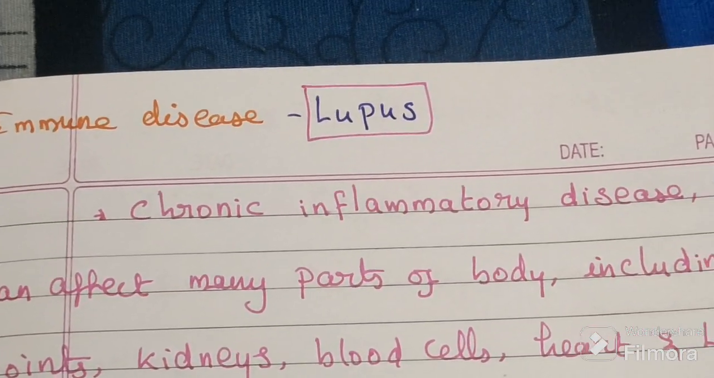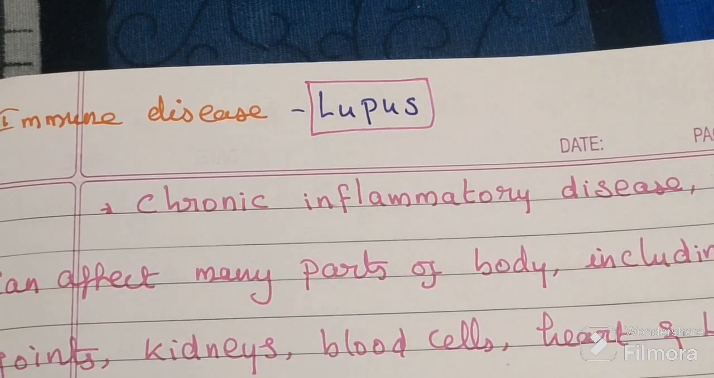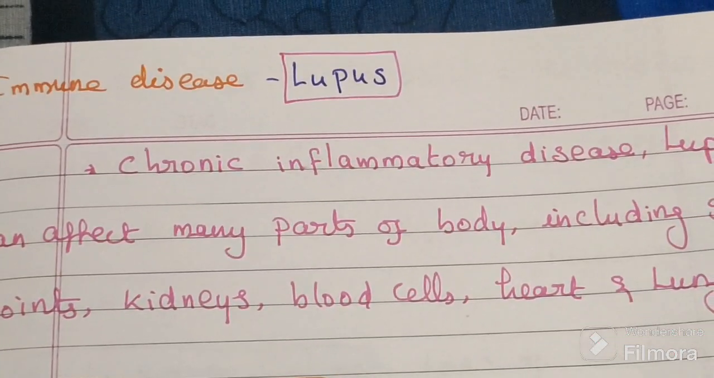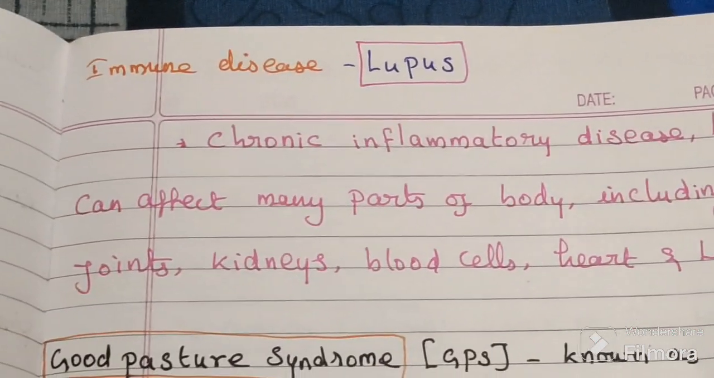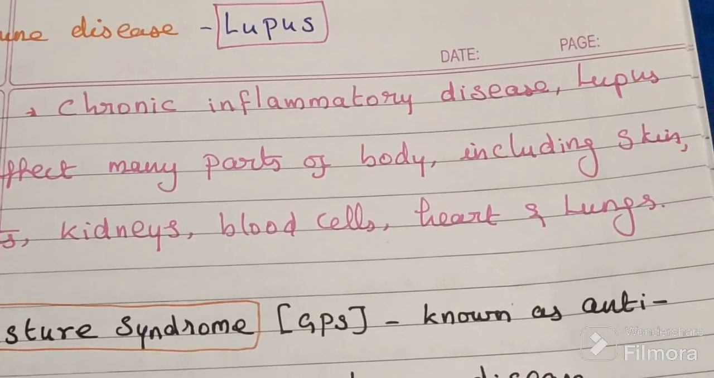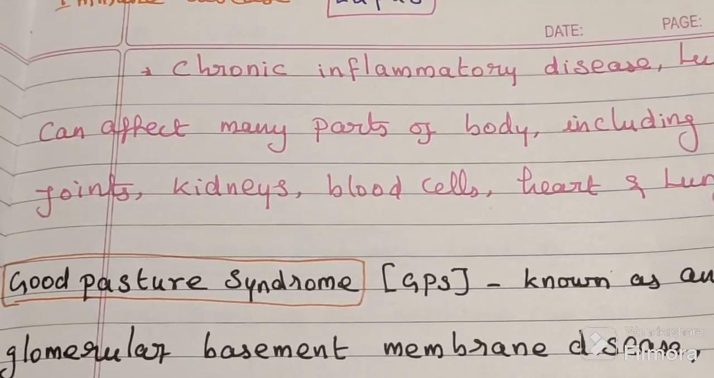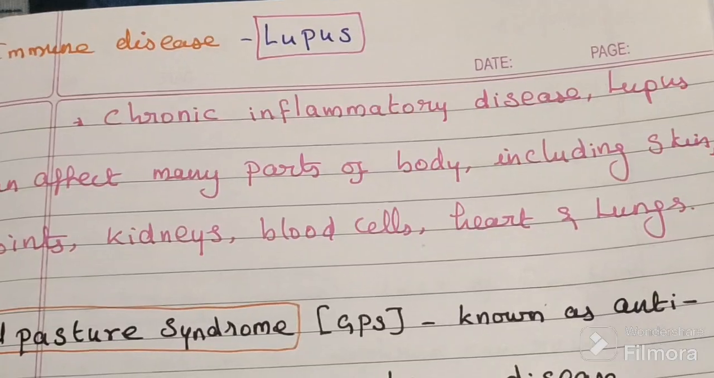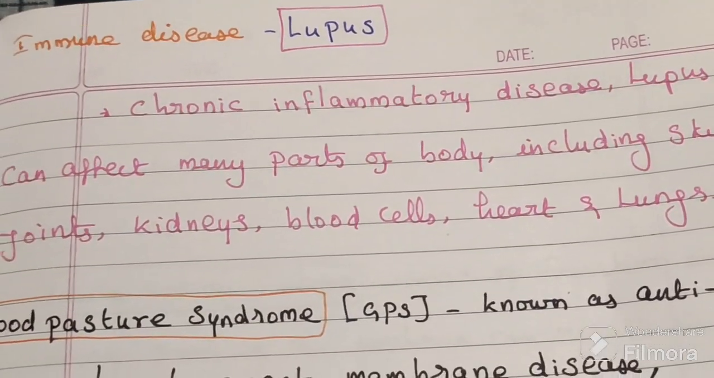Next, autoimmune disorder: lupus, systemic lupus erythematosus. It is a chronic inflammatory disease. Lupus can affect many parts of the body, including skin, joints, kidney, blood cells, heart and lungs. So this one is a chance for glomerulonephritis.